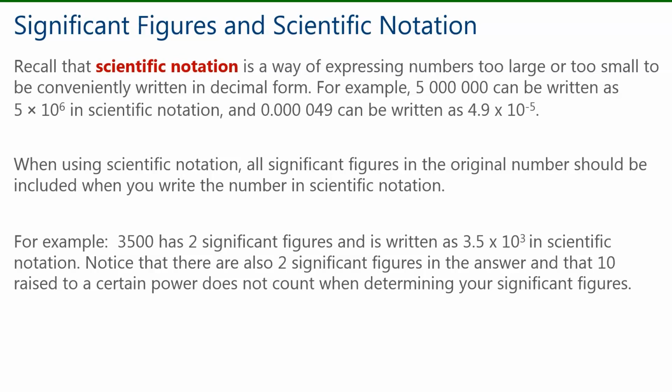When using scientific notation, all significant figures in the original number should be included when you write the number in scientific notation. For example, 3,500 has 2 significant figures, and it is written as 3.5 times 10 to the power of 3 in scientific notation. Notice that there are also 2 significant figures in the answer, and that 10 raised to a certain power does not count when determining your significant figures.